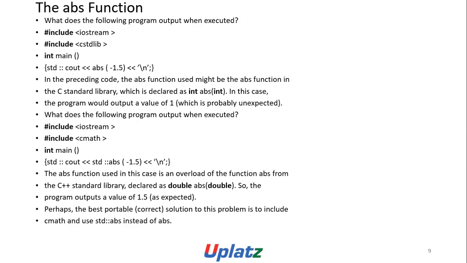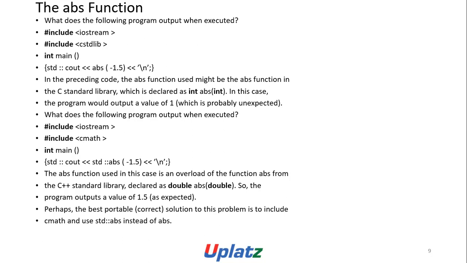The abs function. What does the following program output when executed? #include <iostream>, #include <cstdlib>, int main, std::cout << abs(-1.5) << "\n". In the preceding code, the abs function used might be the abs function in the C library, which is declared as int abs(int). In this case, the program would output a value of 1, which is probably unexpected.